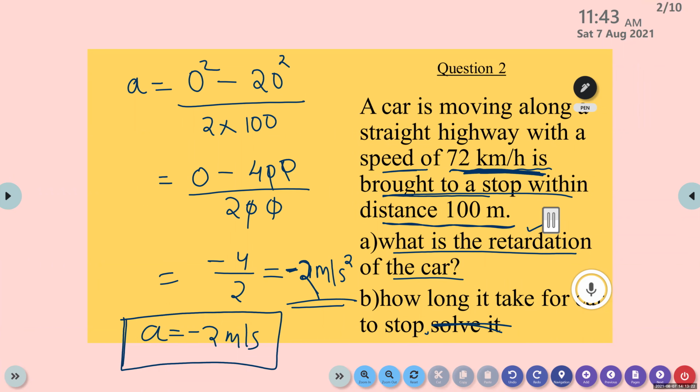When it is retardation, we can just write 2 meter per second square because we already know it's decreasing. Yes, you can, but I think it is good to specify it along with this negative sign. That is right. You must represent it in terms of negative 2.